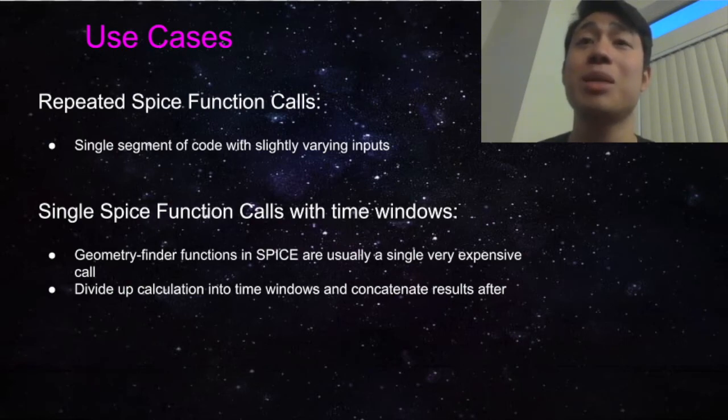ParSpice can also speed up expensive function calls. The geometry finder functions in SPICE are usually pretty time intensive when run on single-threaded applications. The function requires the input of a time frame. ParSpice can be used to speed up such a function by splitting the call up into various time windows to be processed independently. The results from the workers can then be combined afterwards for a final result.